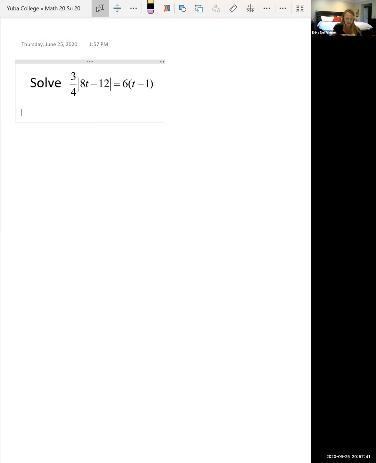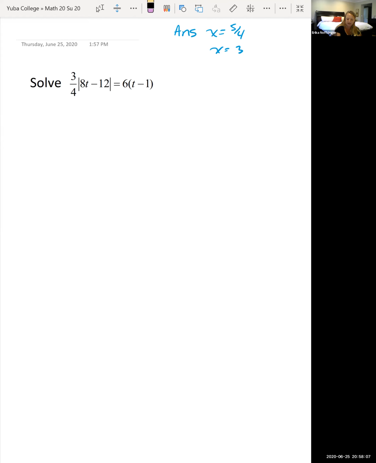Okay, so you guys had a chance to work on it, and we saw that most of you said that your answer was 5/4. Got one that was 3. So let's walk through this. Absolute value equations are different than the inequalities, but with absolute value equations, you want to isolate the absolute value first. And so we do not want that 3/4 in front of this absolute value.